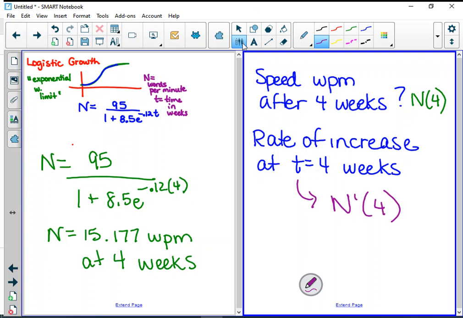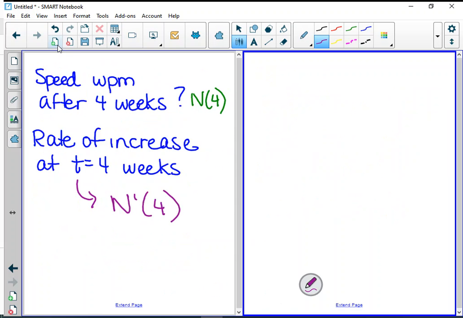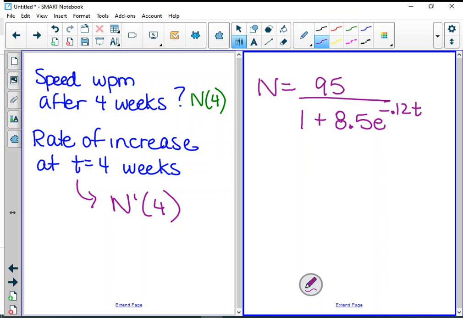And if you're thinking, wow, this is awesome, we get to do quotient rule, you're 100% correct. We are going to do a quotient rule. We are going to take 95 over 1 plus 8.5 e to the negative 0.12 t, and we're going to take the derivative of it using quotient rule, and then we're going to plug in 4. It's going to be a little messy.